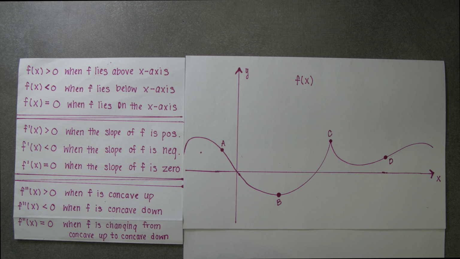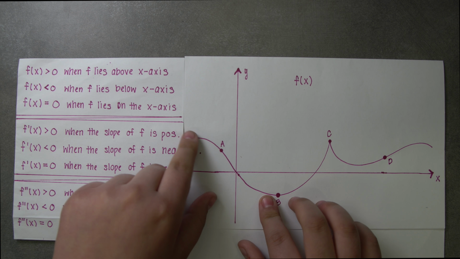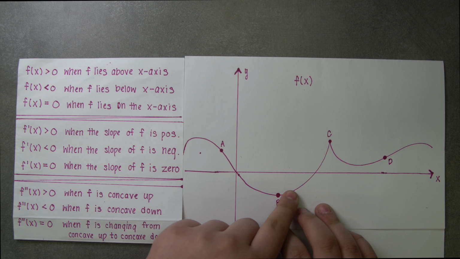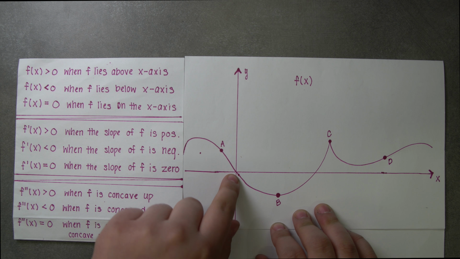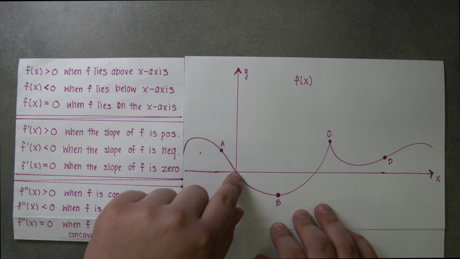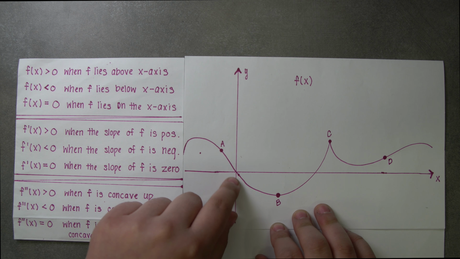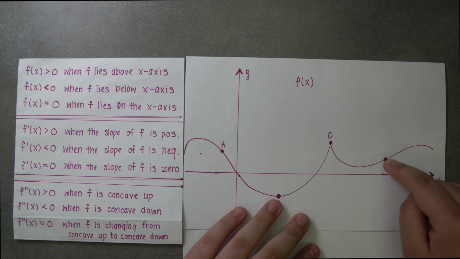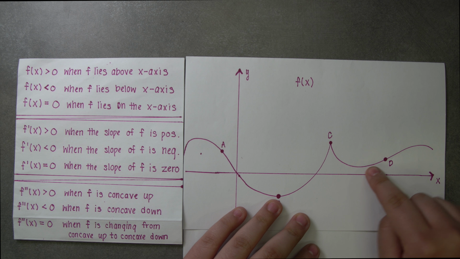And the only place where f double prime of x is 0 is when you're changing concavity, from concave up to concave down or the reverse. For example, along here you went from concave down to concave up. So somewhere along this region is where f double prime of x is 0. And then here you have another change of concavity where you're slightly concave up and then slightly concave down. And so this change here is where f double prime of x is 0.